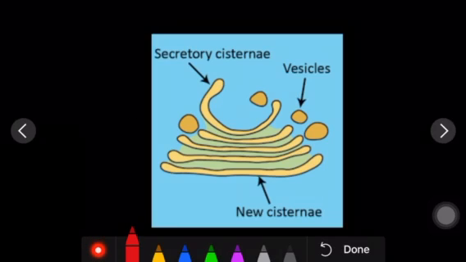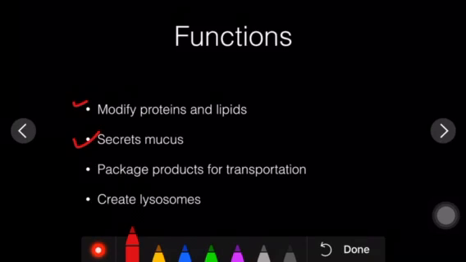Next, it helps in secreting, as we have seen. If we see the structure here, these are the membrane structures, and they help in secretion. Next, we'll talk about packaging products for transportation. It means they provide packaging to proteins and lipids and other transporting products. Another function is that they help in creating lysosomes as well. This is one of the important functions of the Golgi body.